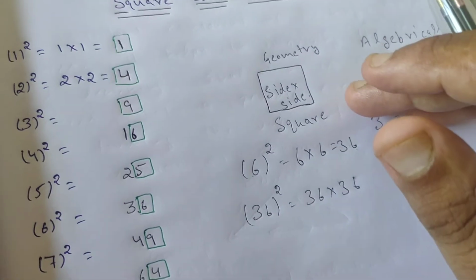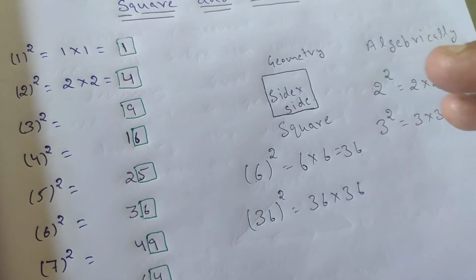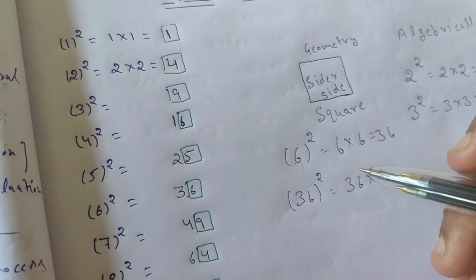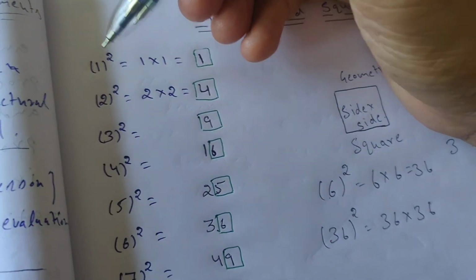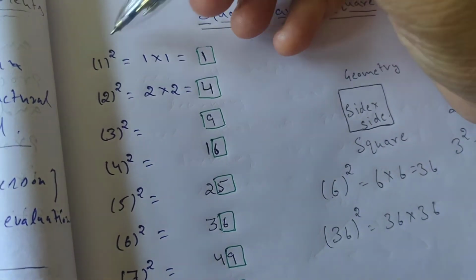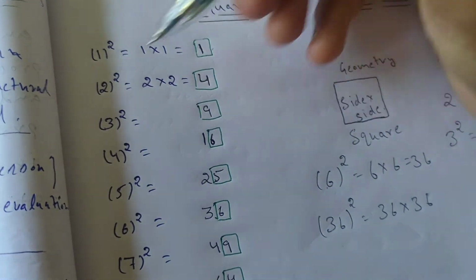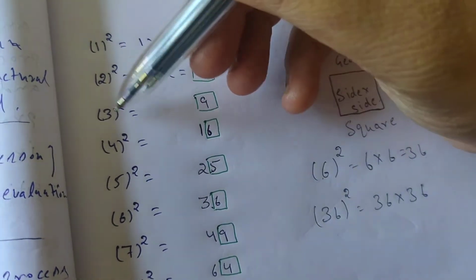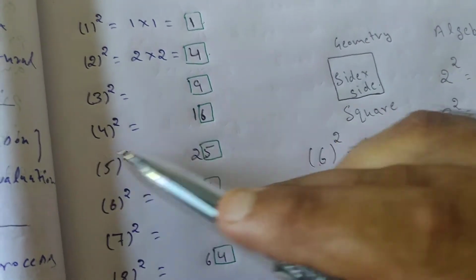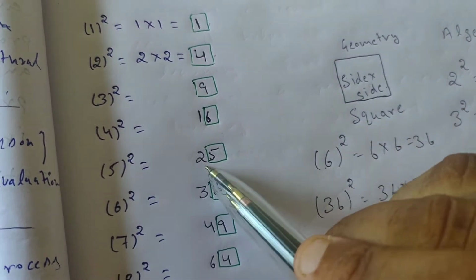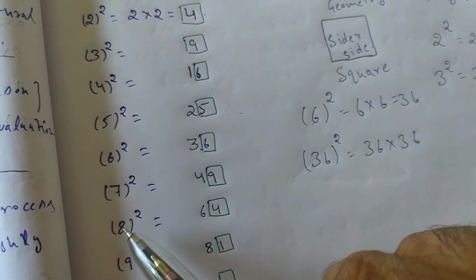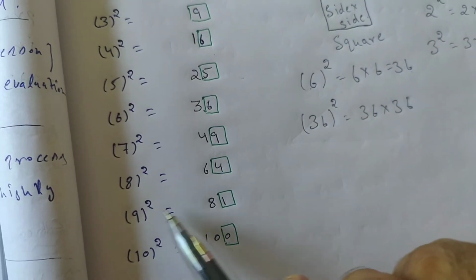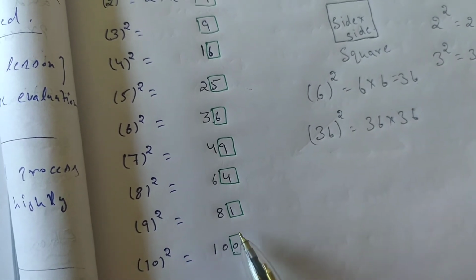Now we are going to study some properties of square. What should we know? Just the squares of some natural numbers. 1 square is 1, 2 square 4, 3 square 9, 4 square 16, 5 square 25, 6 square 36, 7 square 49, 8 square 64, 9 square 81, and 10 square is 100.